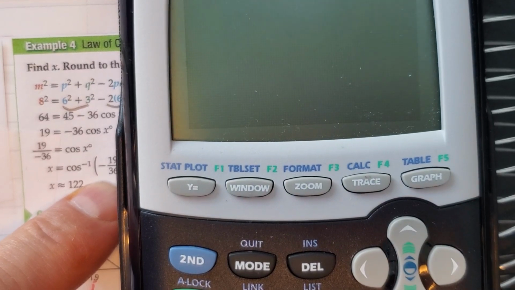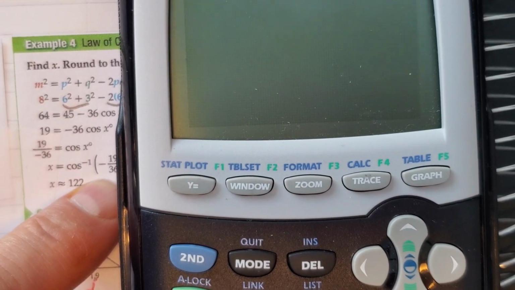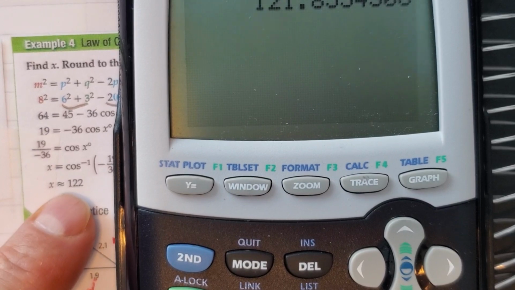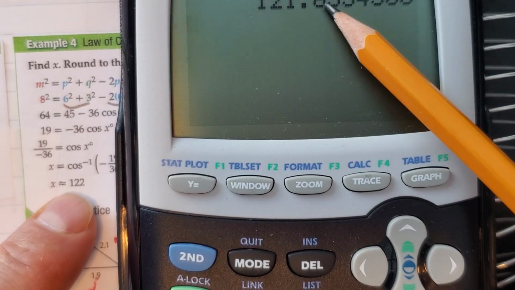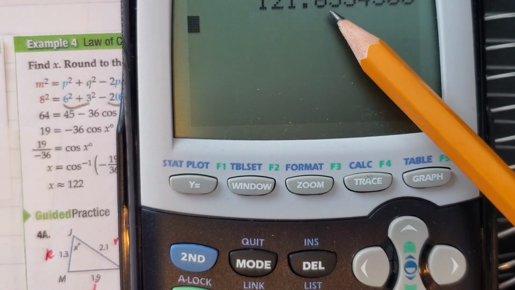So negative 19 divided by 36. You can do it like that. And you get 121.8, which is approximately 122. Now, a lot of times they'll make you round it to a 10th place value.